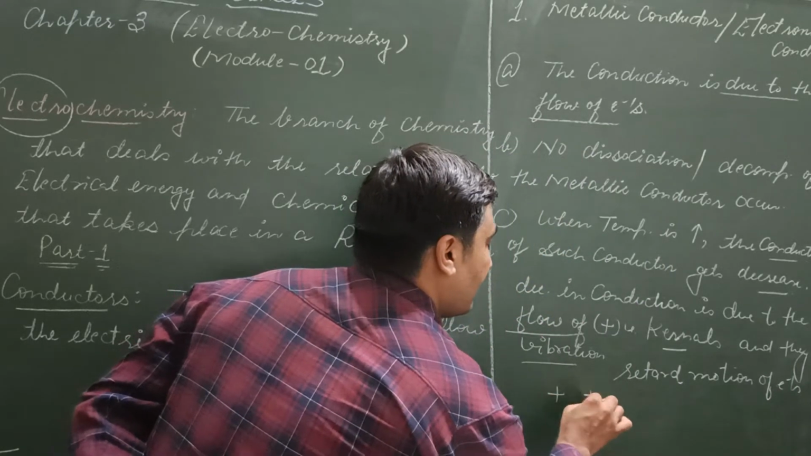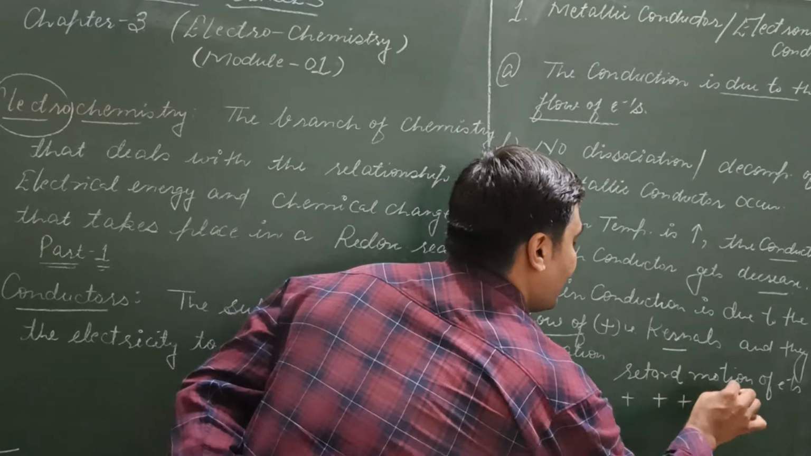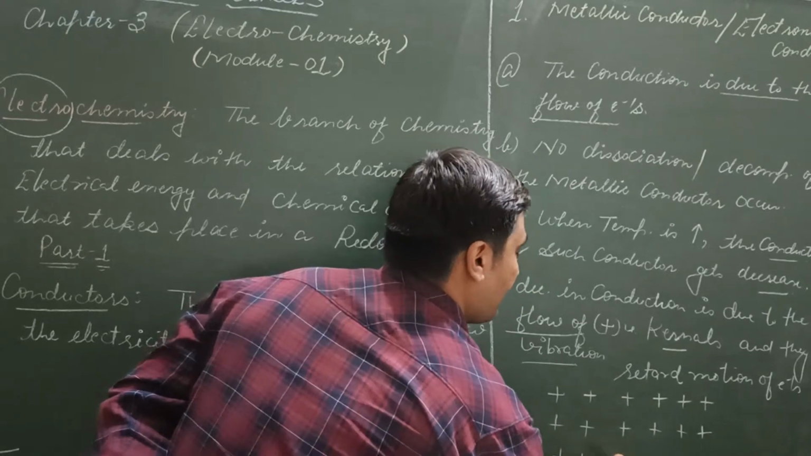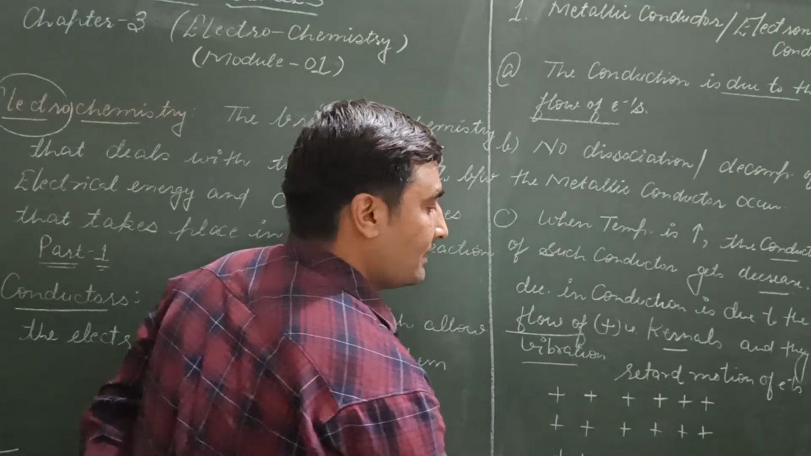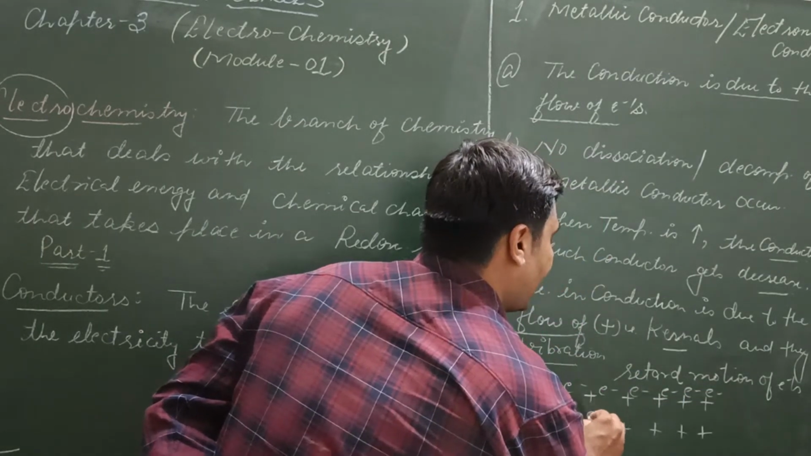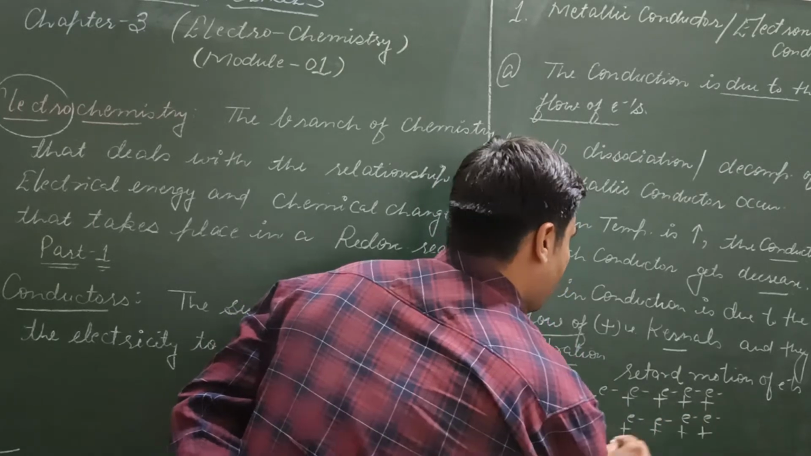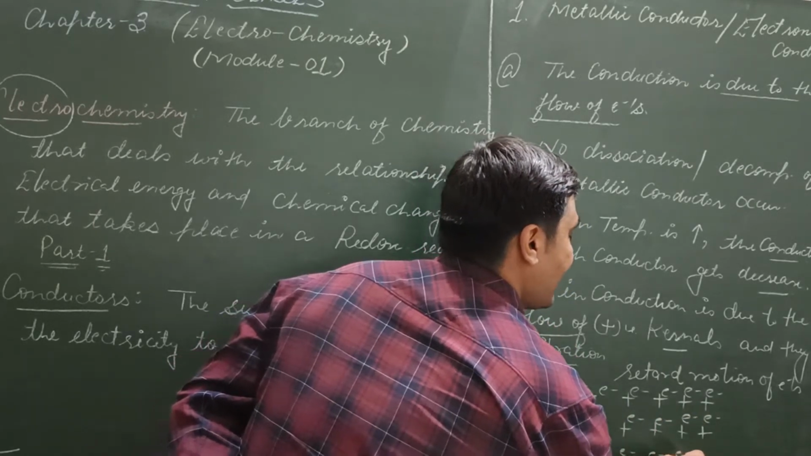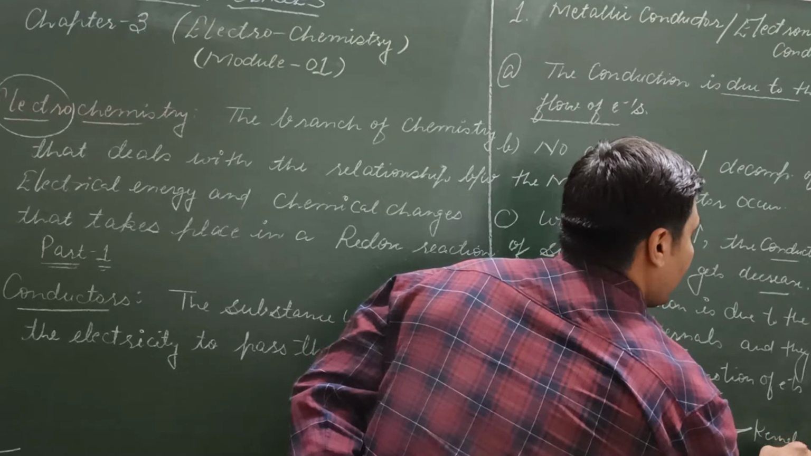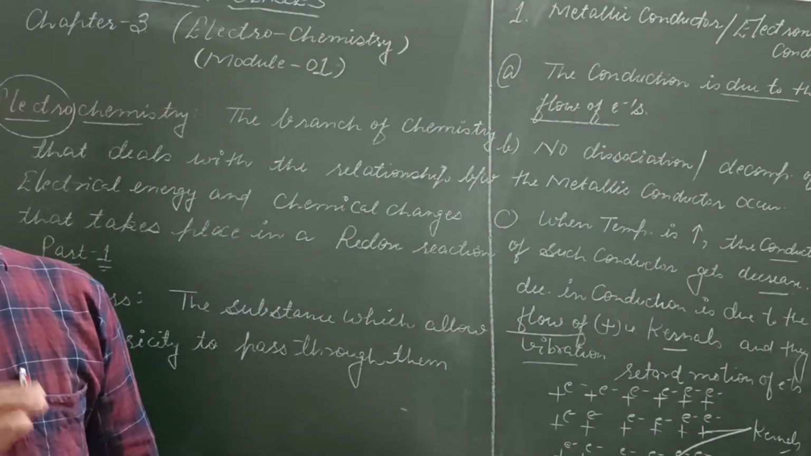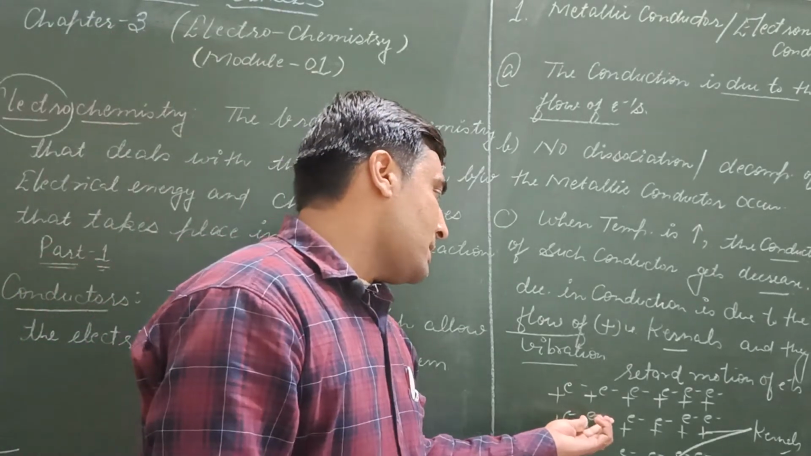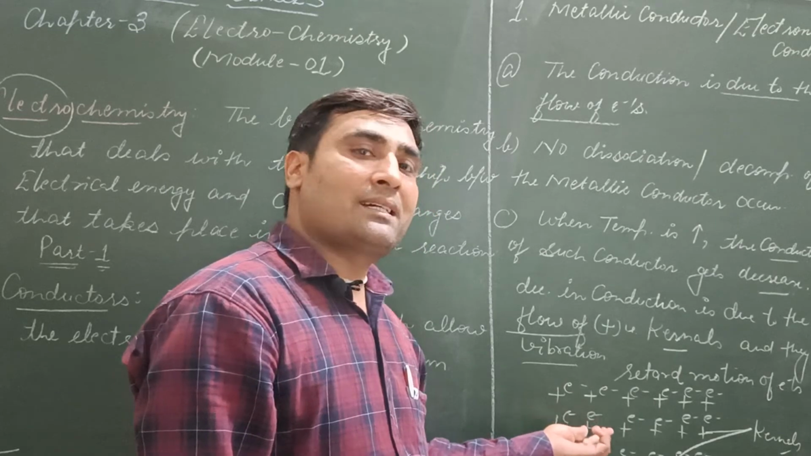Any metallic lattice has such a structure: it has positively charged kernels, and electrons are moving. The motion of electrons is retarded by the vibration of these kernels, which are positively charged species. The flow of electrons gets stopped due to the vibration of these kernels with increasing temperature.